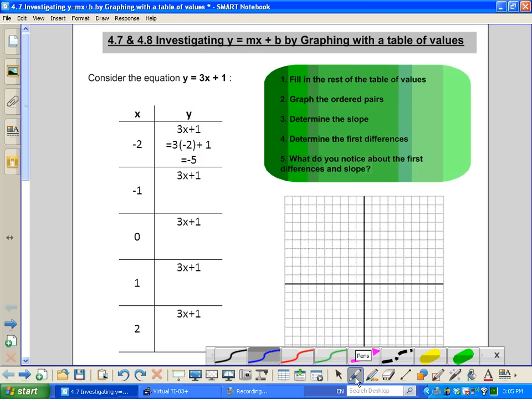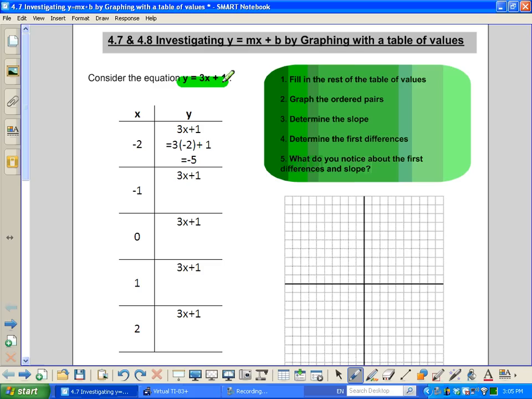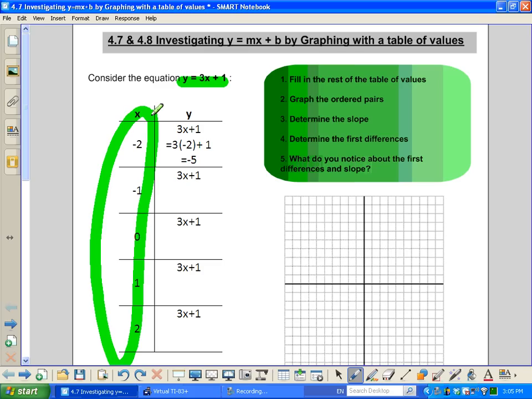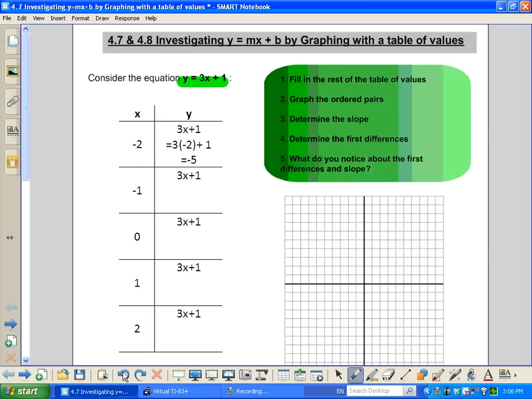In 4.6, we talked about graphing linear equations using a table of values. Basically, we can graph an equation that we have here by taking a random sampling of x values. Okay, so I just picked those off the top of my head, -2, -1, 0, 1, and 2, for a few reasons. Some of them are negative, some of them are positive. I've got 0 in there, and they kind of follow a nice pattern, right? So I picked all of those x values.